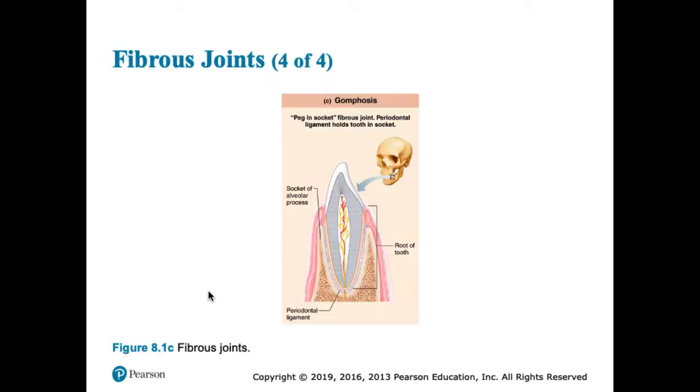So that's one of those fibrous joints. The gomphoses basically is a peg and socket joint. The only example are the teeth in alveolar sockets. And so this fibrous connection is the periodontal ligament, which basically holds that tooth into its socket.